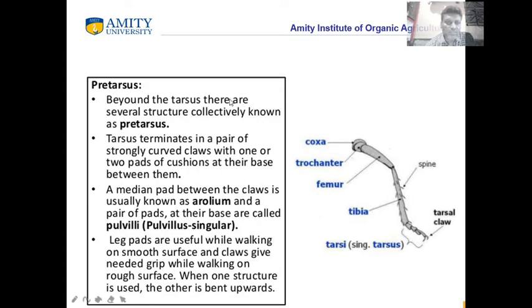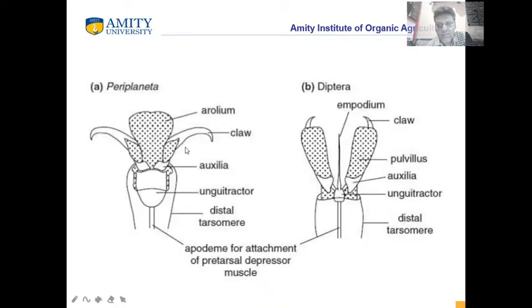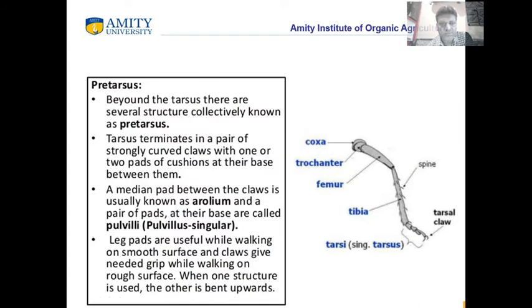Pretarsus is a very important and last structure. It is a digital structure. It has further several structures divided into many parts. You can see it is called pretarsus. They are segmented in different parts. They have a strong claw. You can see the claws.